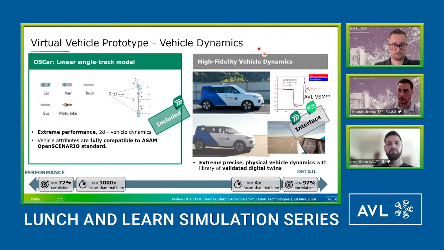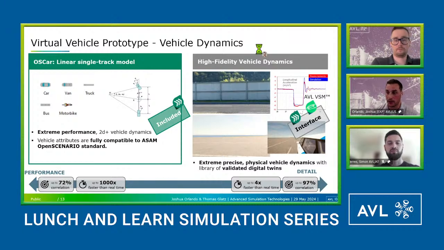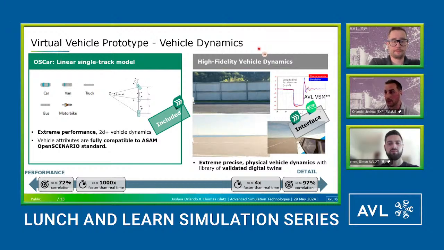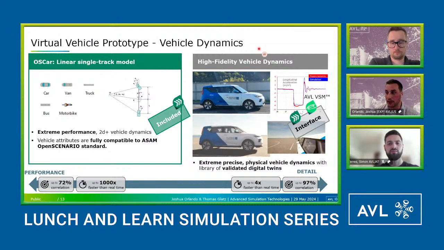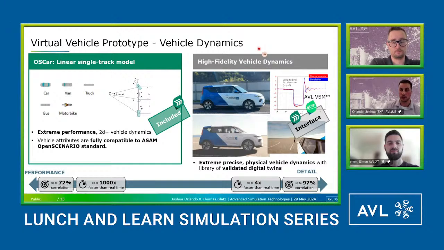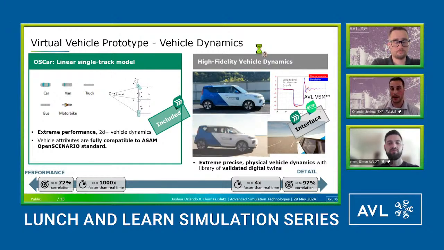Additionally, the same thing comes when it comes to vehicle dynamics. So on the left side, we have included with the AVL scenario simulator packages the simplified high performance 2D plus vehicle dynamics models. And you lose a little bit on correlation. You're looking at a max correlation of about 72%.